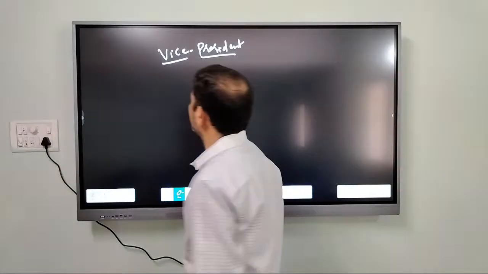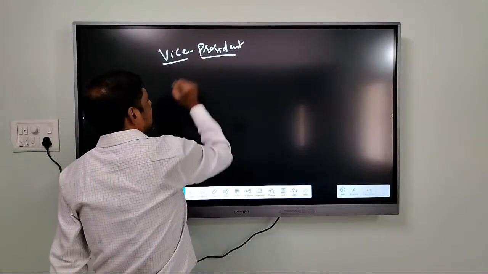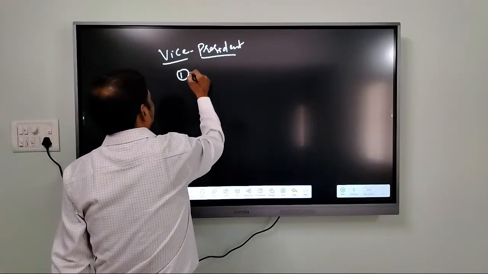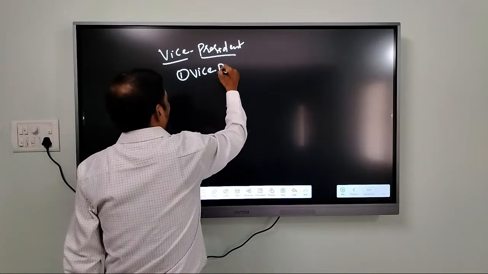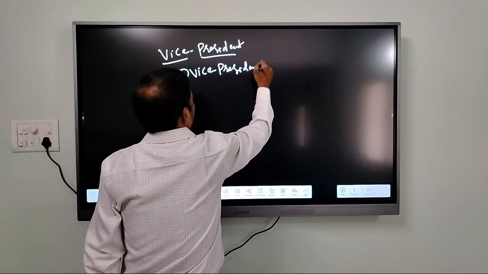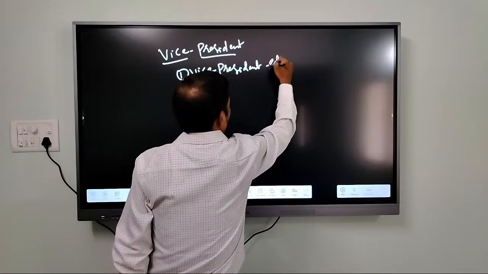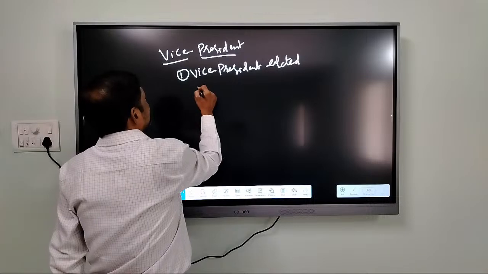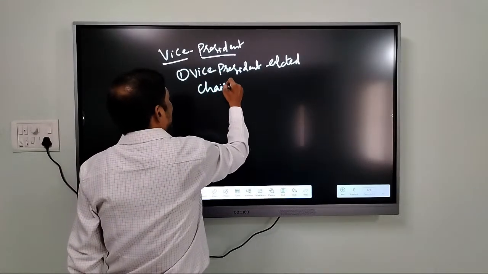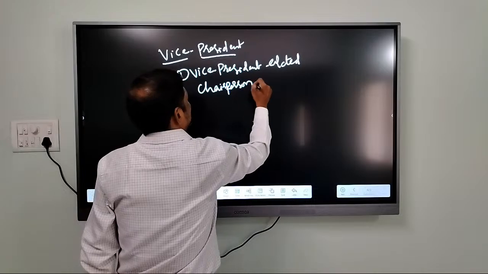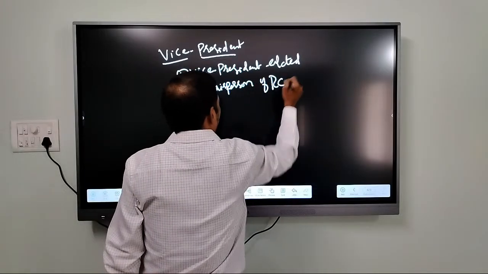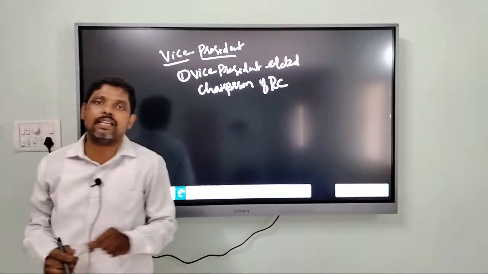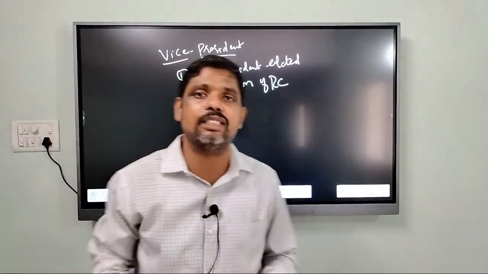Alright. So if you take this Vice President, he is elected as Vice President but removed as chairperson of Rajya Sabha. Here the difference is that he is elected as Vice President, but removed as chairperson of Rajya Sabha.